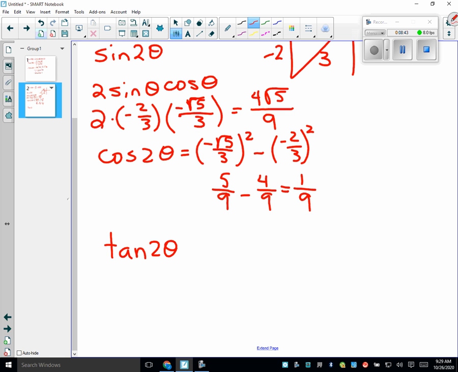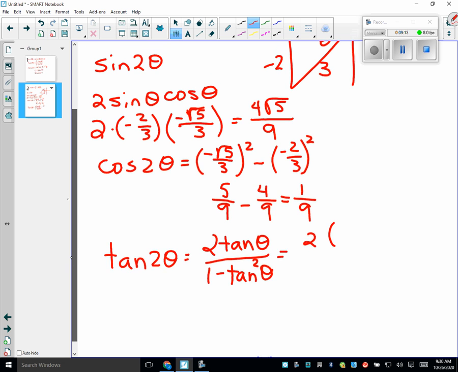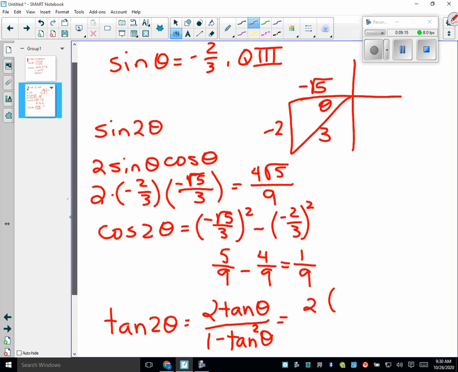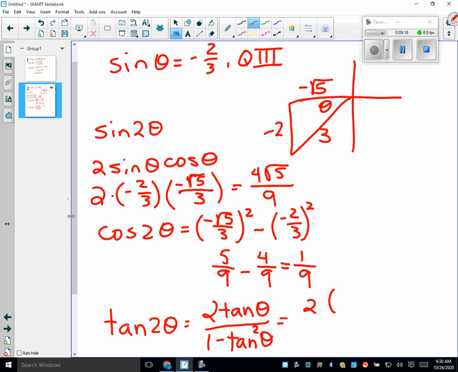Tangent of 2 theta. What is tangent of 2 theta? Well, it would be 2 radical 5 over 5. Wait, no, that's not the formula. 2 tan theta over 1 minus tan squared theta? So, okay, is that 2 times, what's tangent of theta? 2 radical 5 over 5. Is she right?